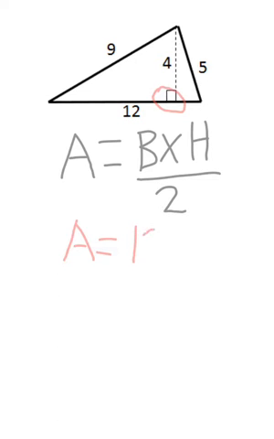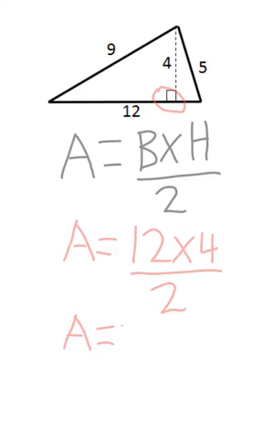So I'm just going to go ahead and say 12 times 4 divided by 2. When we multiply 12 times 4, we'll get 48. If we divide 48 by 2, we're going to end up with 24 units squared, right? Because we're not told whether it's centimeters or inches, we're just going to go ahead and be safe, and we're going to just write units squared.